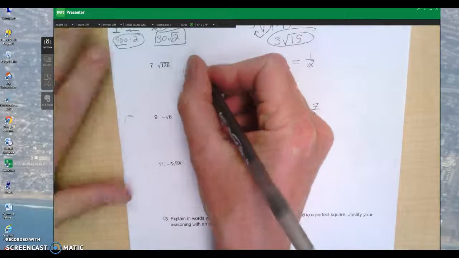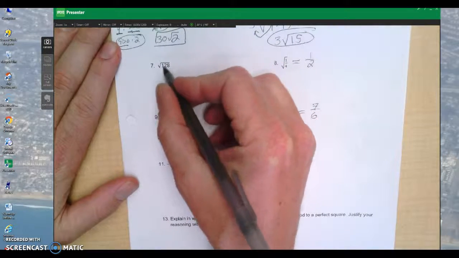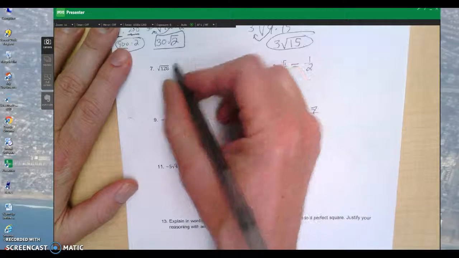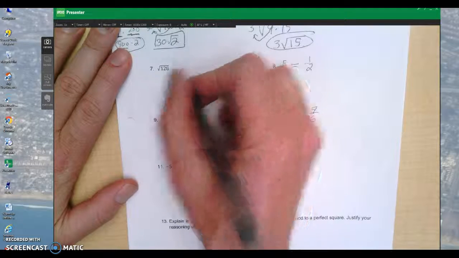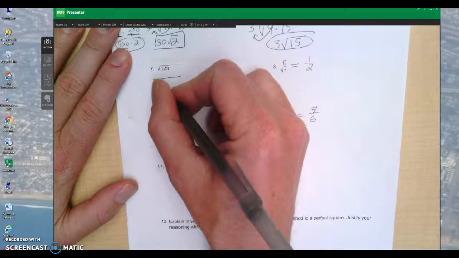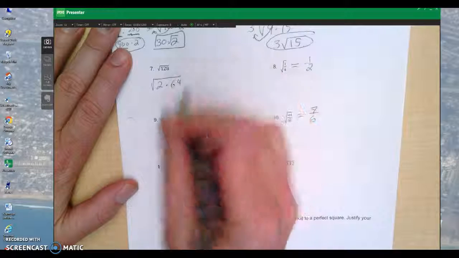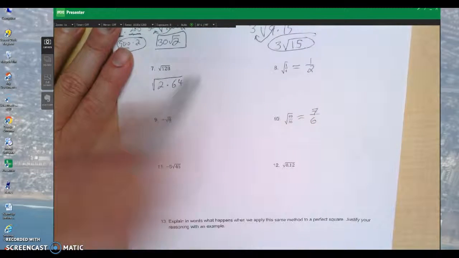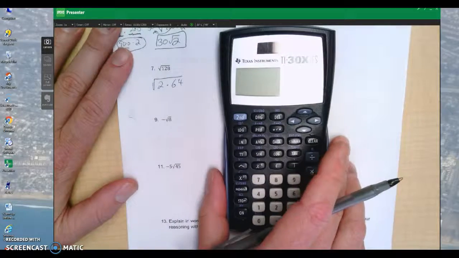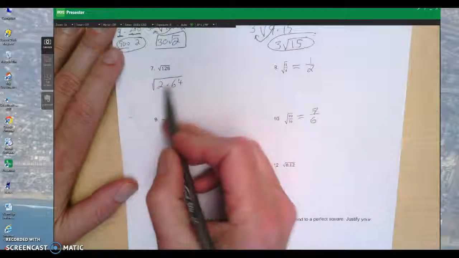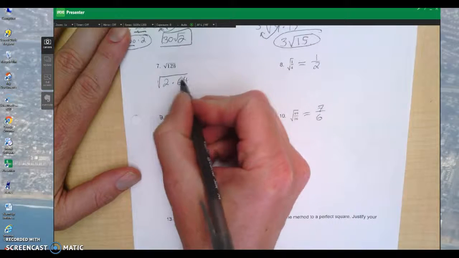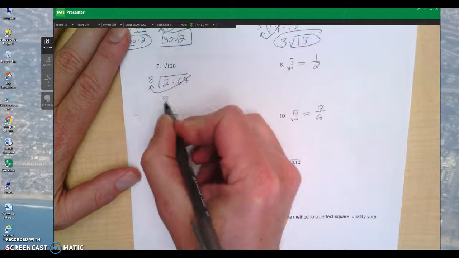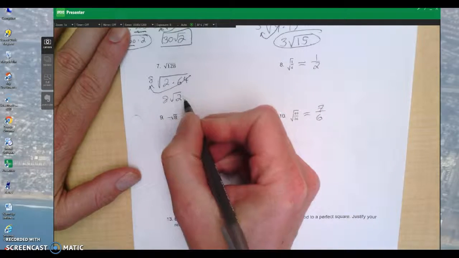So 128. Whenever you see an even number, think of it as something you can cut in half very easily. And if you know what half of 128 is, I think you just found something good. 2 times 64 is 128. Now, if you didn't know that, the calculator can get you other factors, but this is something you're going to have to play with. So again, the square root of 64 comes out. The square root of 64 is 8. The answer is 8 radical 2.